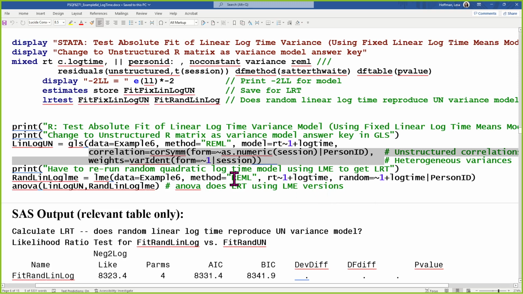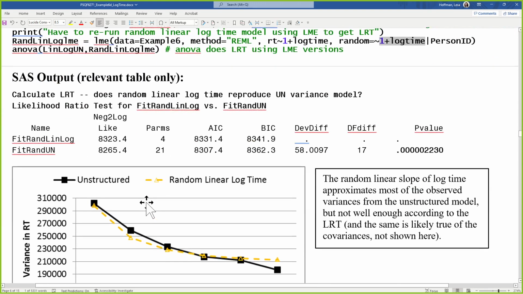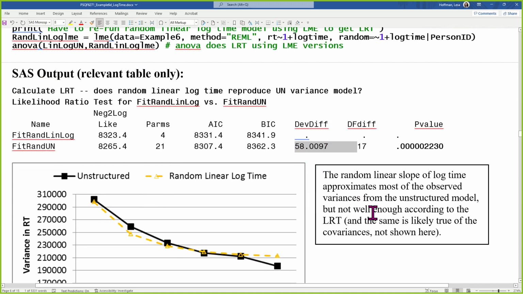Then to make the comparison, I re-estimated my, oops, shouldn't be random quadratic, this should be random linear log time model. So I just changed the comment right here, my bad, to using lme so that I can have the random intercept and slope as my point of comparison. Survey says, deviance difference, -2 log likelihood difference of 58 on 17 degrees of freedom. Wah, wah.